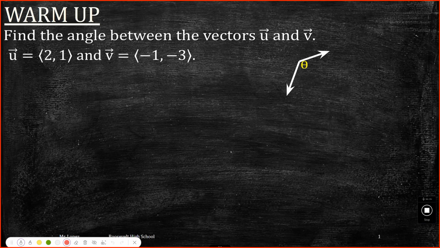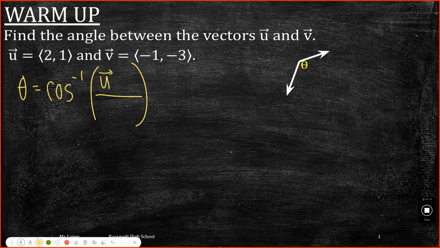All right, warm up. Find the angle between vectors u and v. So the formula is theta equals what? Theta equals what? The angle, theta equals what? Cosine. Yeah, cosine. Cosine inverse of what? The dot product.